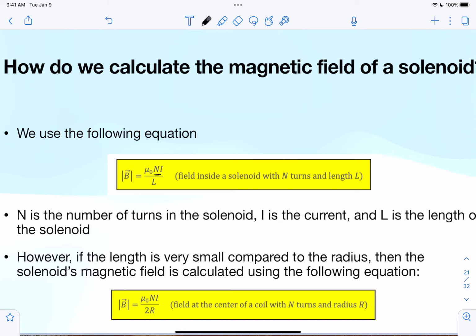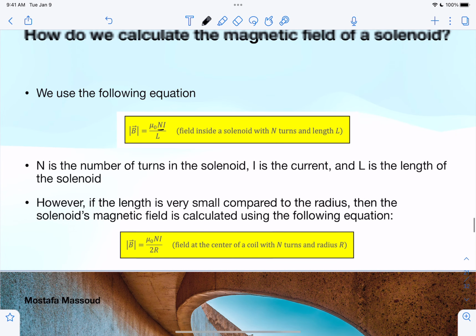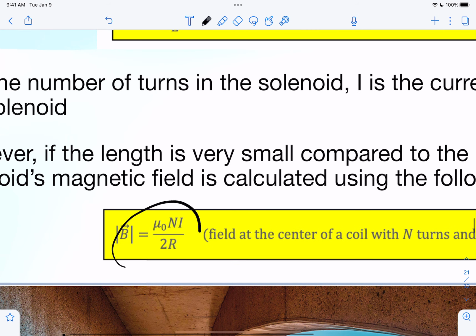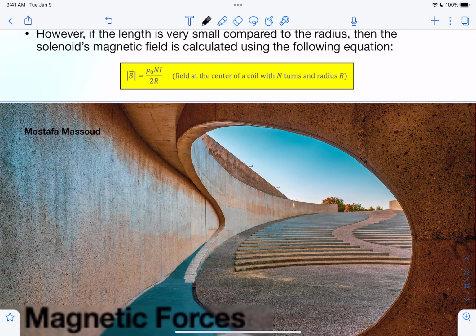There is a special situation in which the length of the solenoid is very small compared to the radius. If that's the case, then you can use this equation instead. But that's pretty much everything you need to know for magnetic fields.